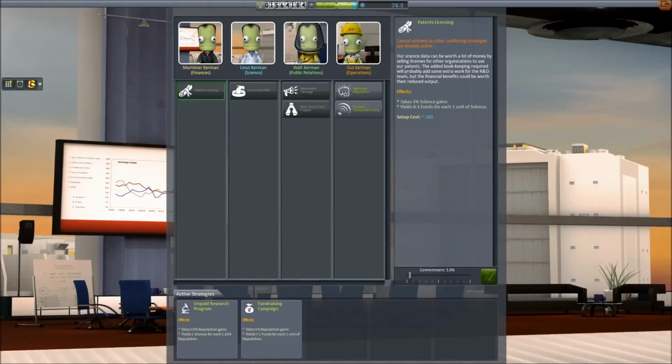Patents, for example, would be taking out science for funding. But I believe we're already earning funding and we're already earning science, so there'd be no reason to do this because it would basically cancel out our other missions. Same thing goes for outsourced R&D. With our unpaid research, it looks like we're already exchanging tons of money. Basically, that's the gist of it.